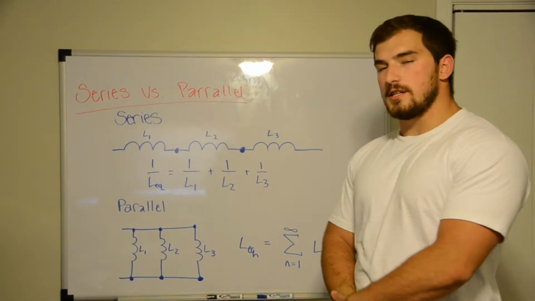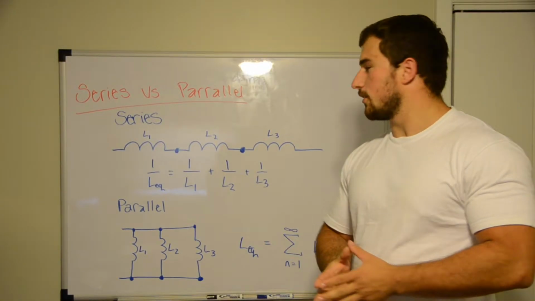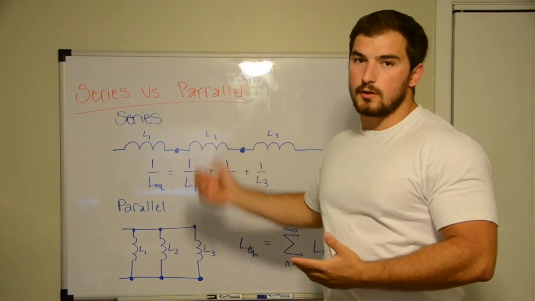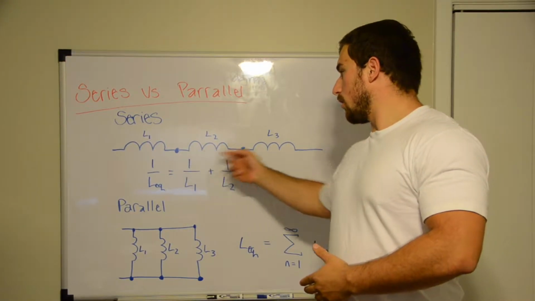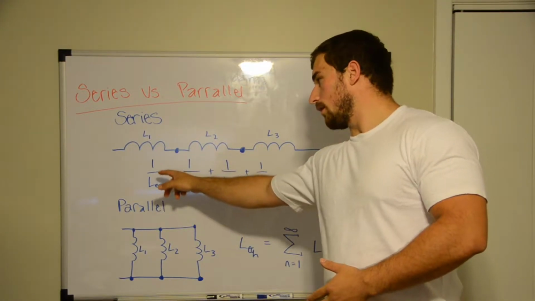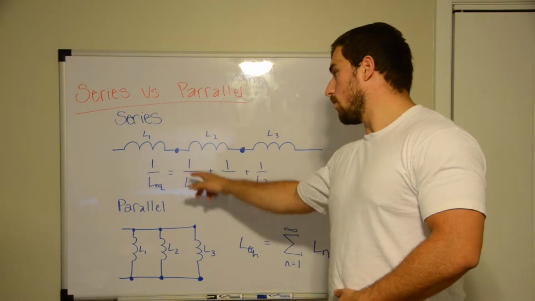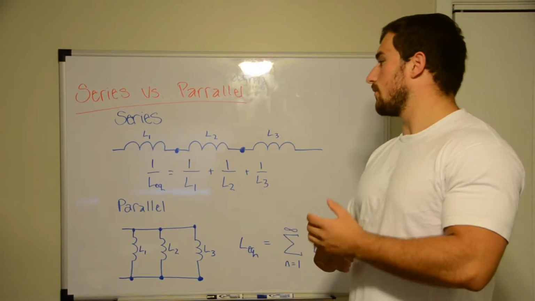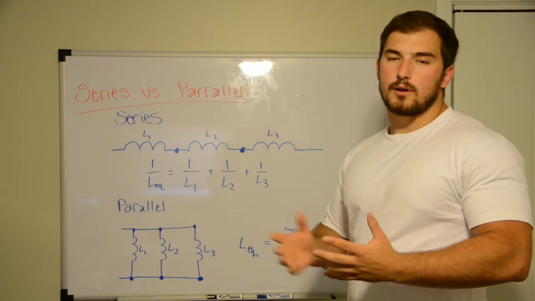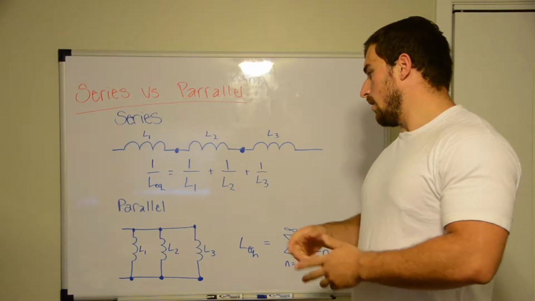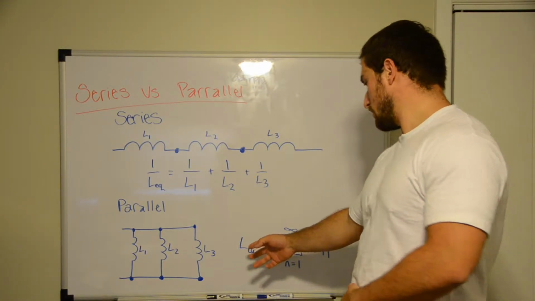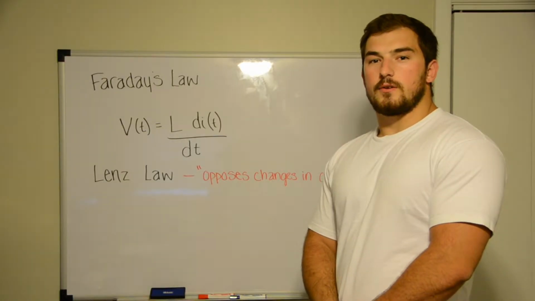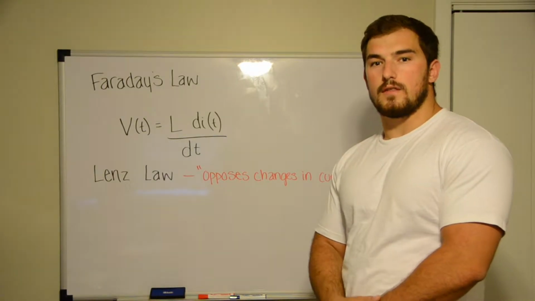So now we're going to talk about the series and parallel combinations of inductors. When inductors are hooked up in series, or when the current only has one path, the equivalent inductance is a summation of all the inductances. In parallel, or when current has multiple paths, 1 over the equivalent inductance equals 1 over L1 plus 1 over L2 plus 1 over L3, and it just goes on forever. It's the opposite of resistors.